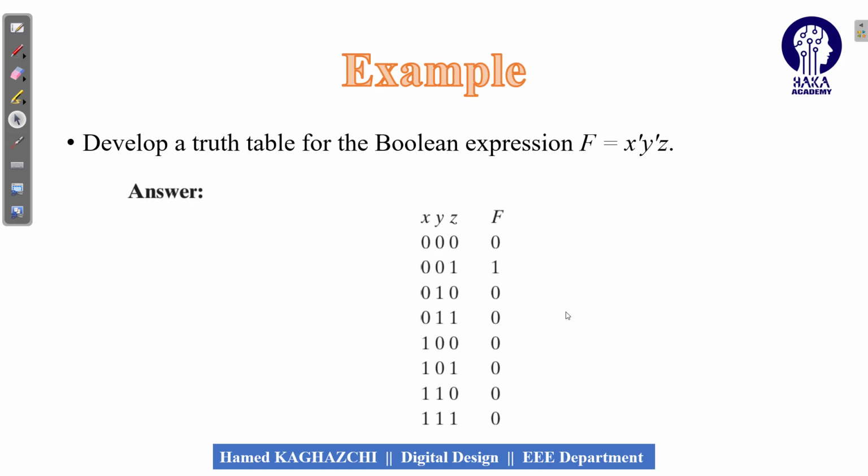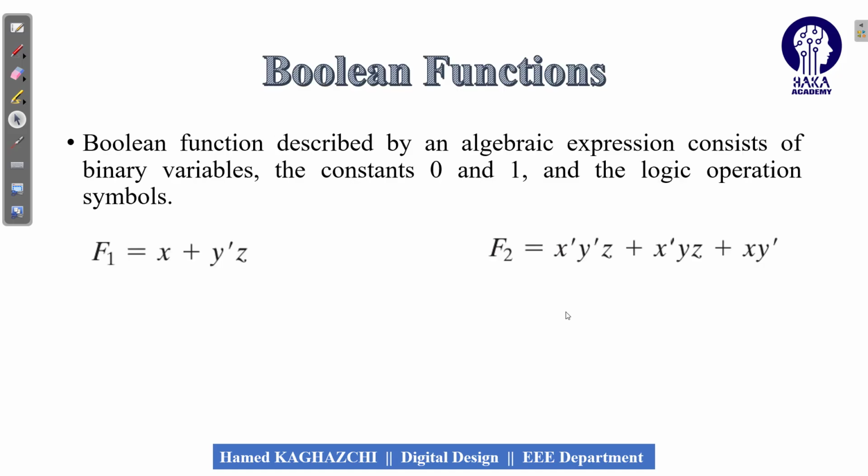And you can see here the answer. Now let's talk about the Boolean function in detail. Suppose that I have something like that: f1 is equal to x or y prime z. Question is this: when f1 is equal to 1? Because here we have the OR, we know that in the OR, when one of the x or y prime z is equal to 1, the result will be equal to 1.